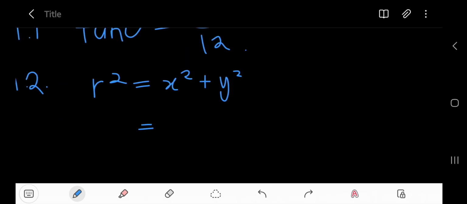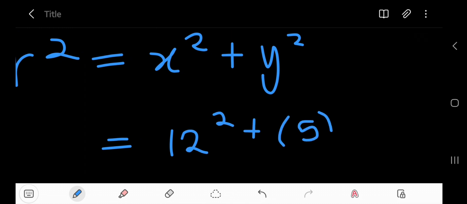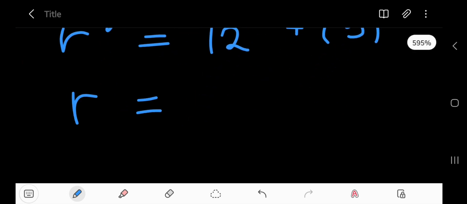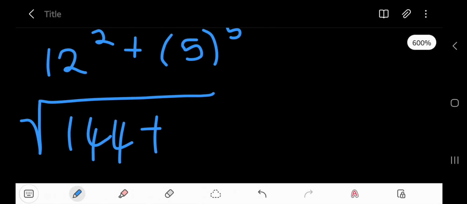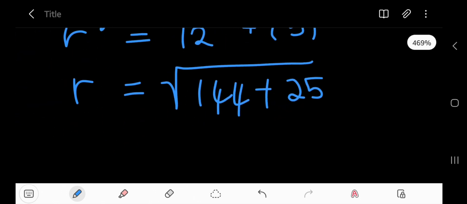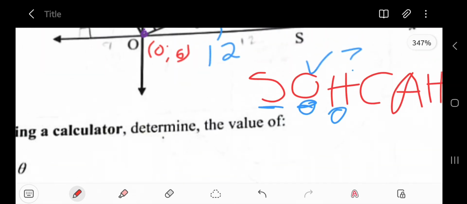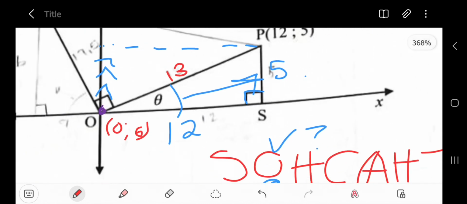Let's go. So our hypotenuse squared is equal to x squared, which we said is 12 squared, plus 5 squared. So this is r squared. It means that r is equal to the square root of 12 squared, which is 144, plus 5 squared, which is 25. The square root of that, r, is equal to 13. So now our r is equal to 13. Let's go here. Our r is 13 here. So that's what we have there.